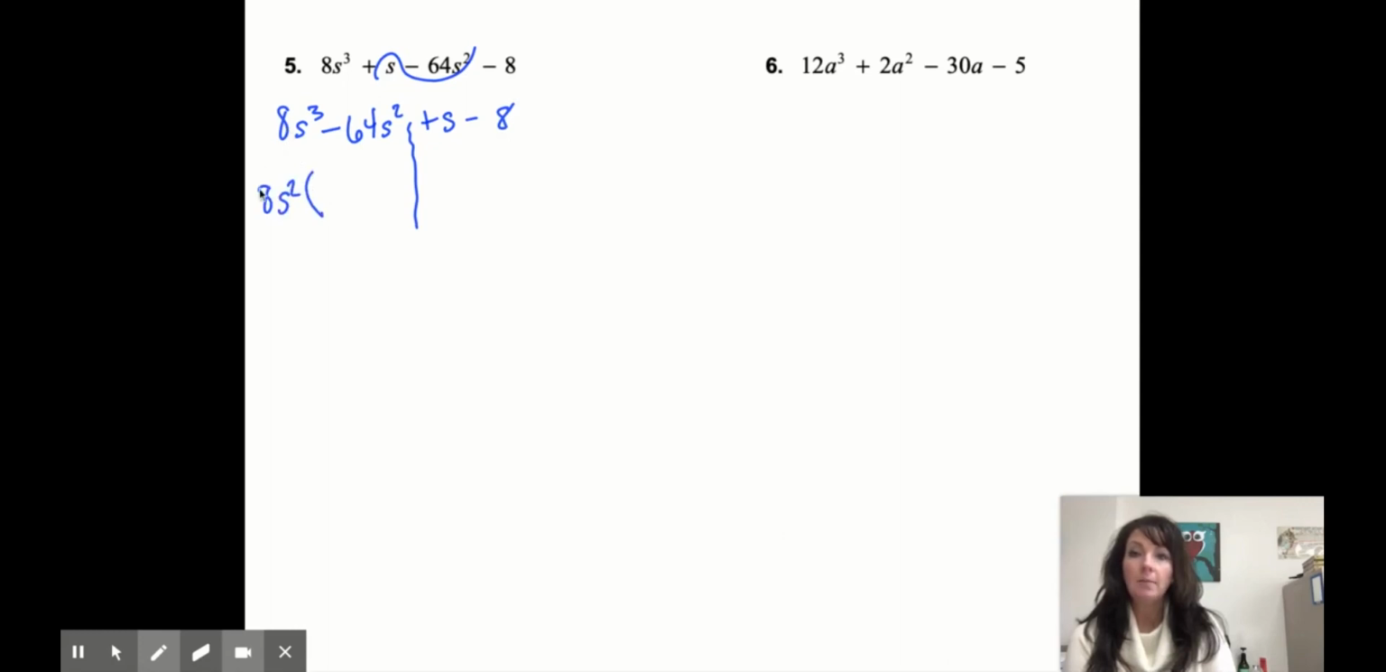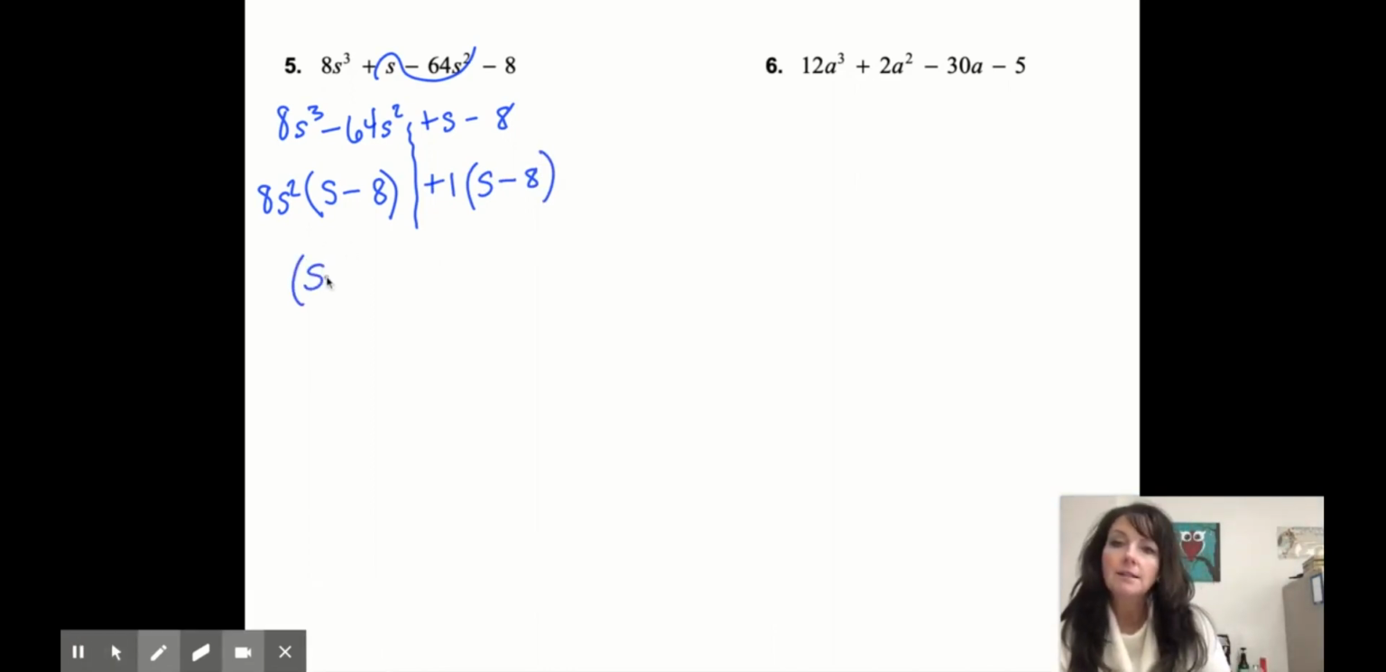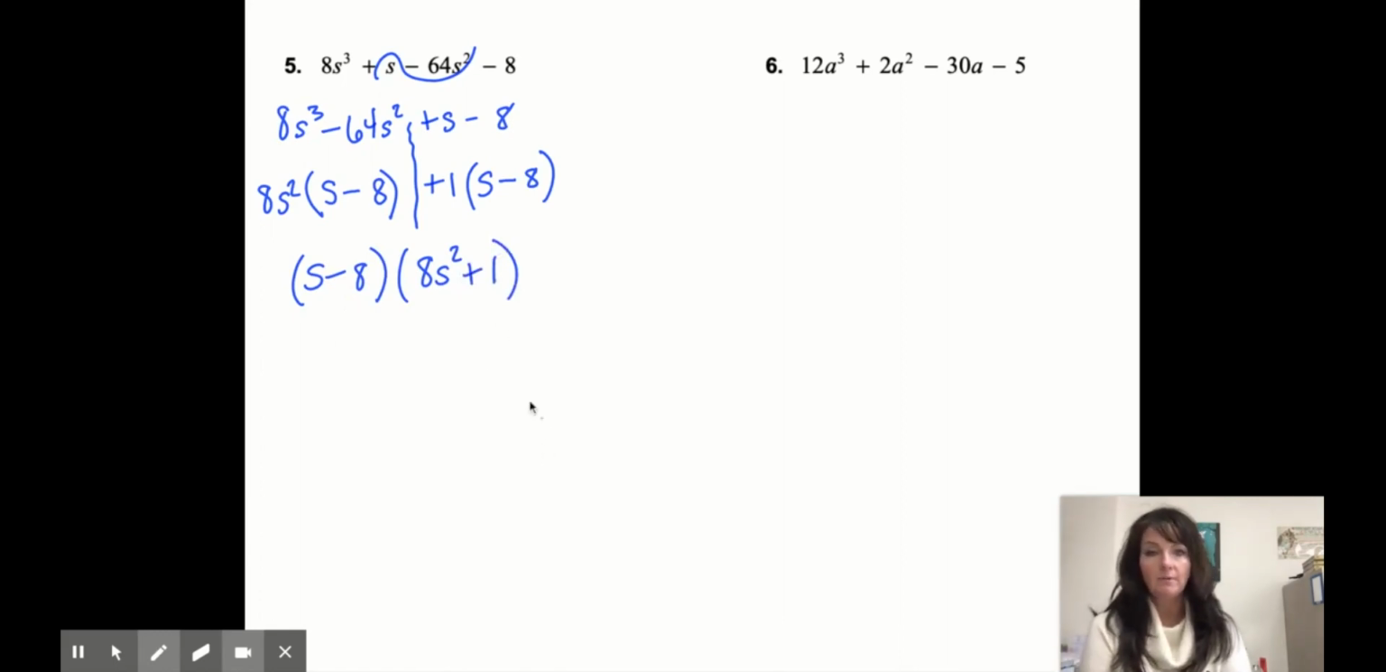All right, so 8 divided by 8 is 1. 3 minus 2 is 1, so we're left with an s. 64 divided by 8 is 8, so minus 8. And then the s squared cancels out here. So we want to factor out a positive 1 because we want s minus 8 as our other binomial. So s minus 8 and 8s squared plus 1. So that would be our 2 binomials factored completely.